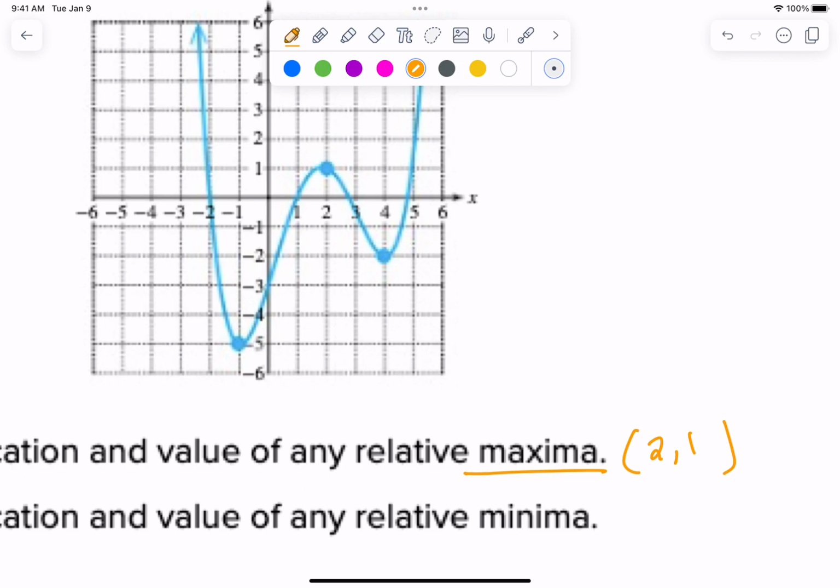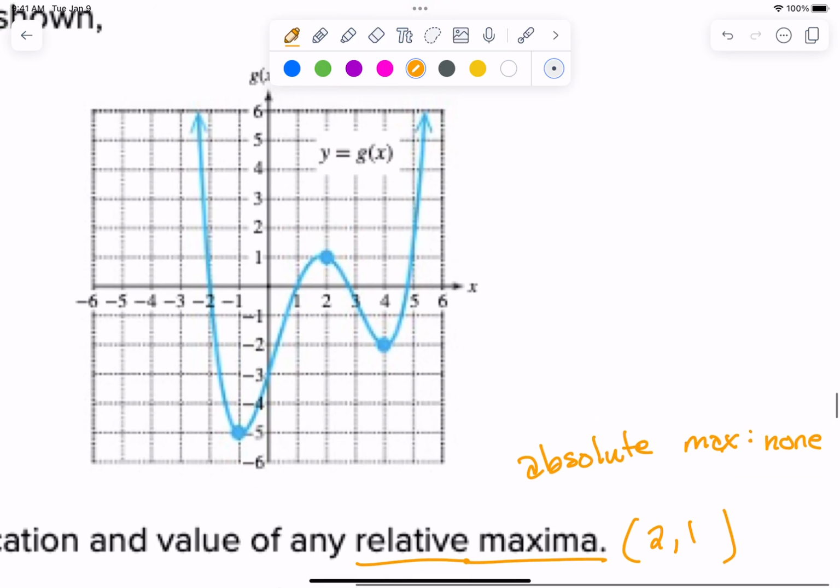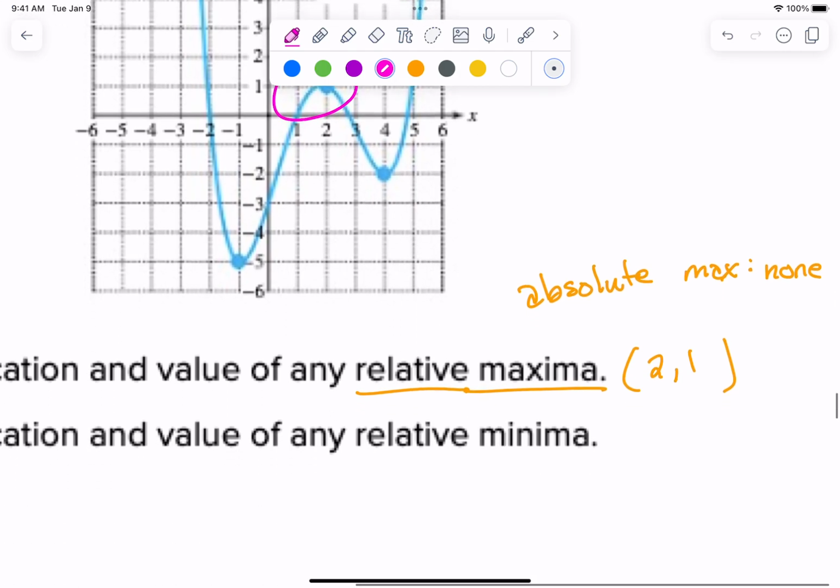Agreed? Now, there is a difference between a relative and an absolute. In this case, there are no absolute maximums because he continues up and up forever and ever. But relative to all the points around it, this is a high place, right? Relative, absolute. Okay, so now we have relative mins.